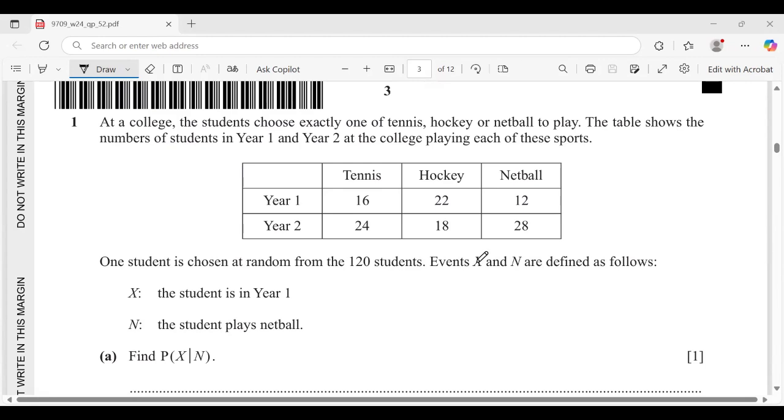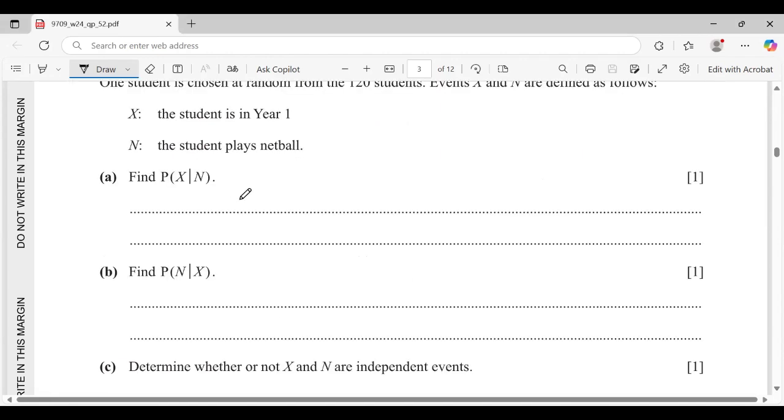X and N are defined as follows. X: the student is in year one. N: the student plays netball. Find the probability of X given N. Right, so we use the conditional probability formula. The probability of X given N is the probability of X intersection N over the probability of N.